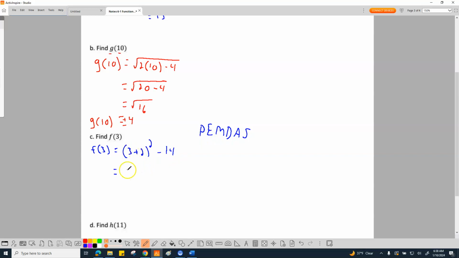So I see parentheses first. So I'm going to solve my parentheses first. I'm going to put that square up there, minus 14. And I end up with, on this one right here, 25 minus 14, which gives me 11. So my answer is f of 3 equals 11. That's how we find that.